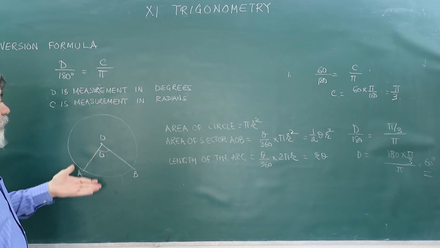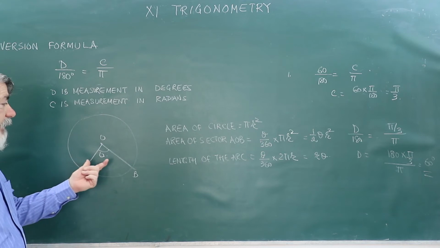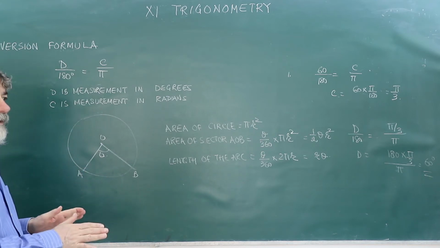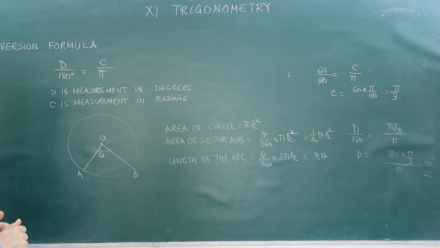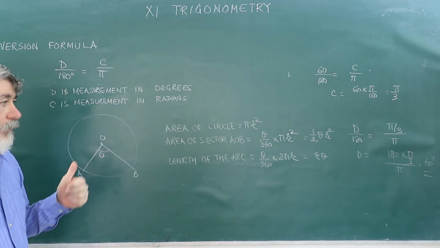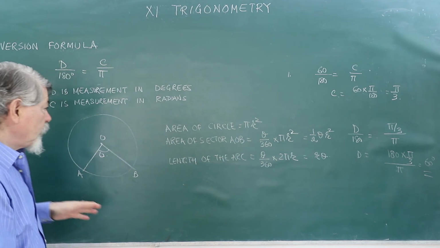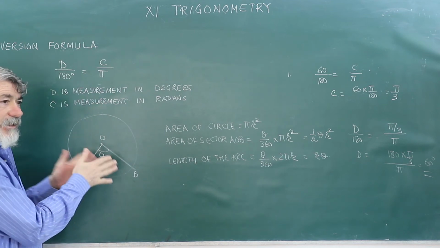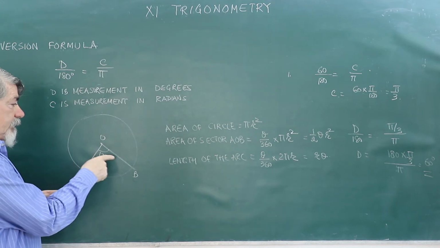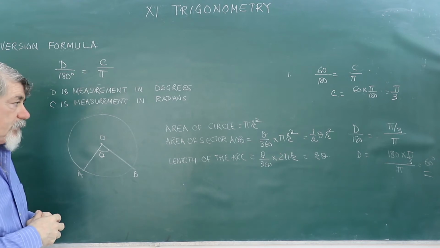It is also important to understand, the most important part in this chapter is how to calculate the area of a sector and the length of the arc, because that is the only thing which you will be asked in your examination. Area of a circle is pi r square, you know. You want to calculate the area of the sector. Sector is a part of that circle. Suppose this sector is making an angle theta at the center of the circle.